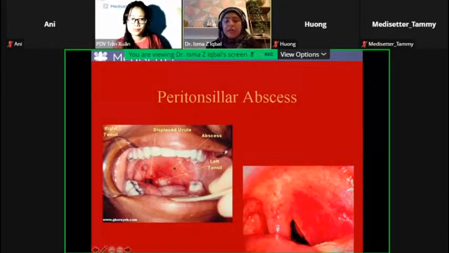Then we would put a little bit of anesthetic on a needle in this area.